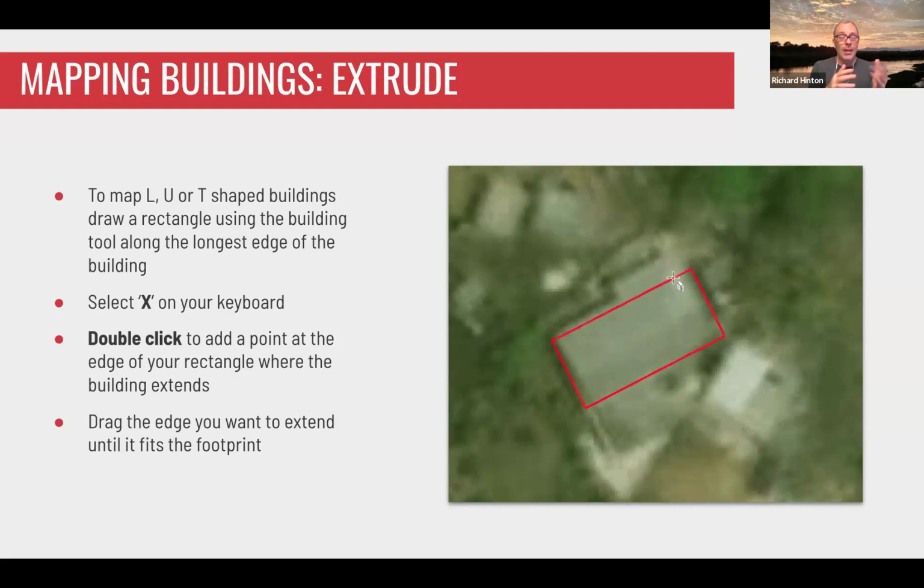Again, the shortcut is X, and you'll also notice when you're in extrude mode, the cursor will change. You have the crosshair, but you see right now in the demo it has a right triangle sort of associated with it. All right, so always look at your cursor to identify what mode you're in when you're editing. All right, next slide, please.